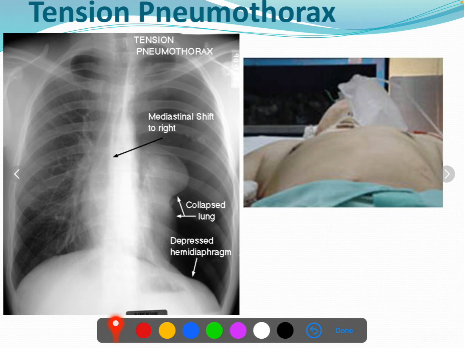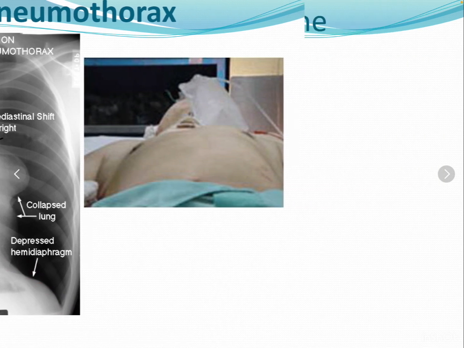So yeah, they are talking about this is another picture of left-sided tension pneumothorax, and we can see there is mediastinal shift to the right, and this is the collapsed lung. This is the small collapsed lung, and this is the depressed hemidiaphragm. Depressed left hemidiaphragm is there.